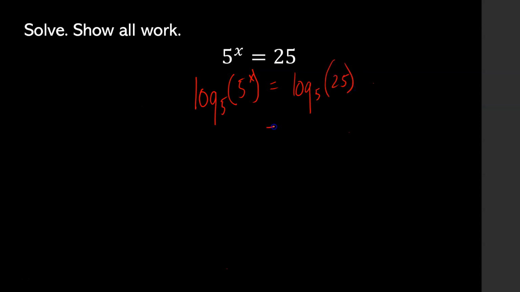Log base 5 of 25, that's really easy. That's 2. What exponent do we put on 5 to get 25? That's 2. Now over on the left-hand side, we just can't cancel everything out. We'd have an x floating up nowhere. So we need to move that x to be the coefficient in front of log base 5 of 5. And then log base 5 of 5 is 1, so we get x equals 2, which we know we were supposed to get.